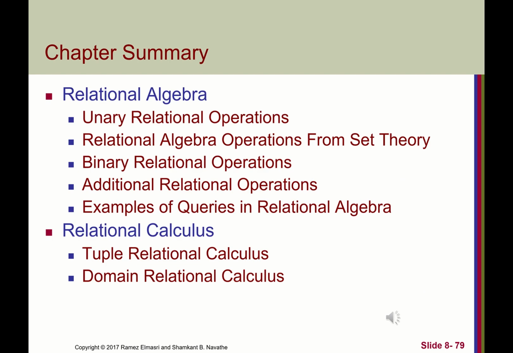In this chapter, two types of relational languages have been covered: relational algebra and relational calculus. In relational algebra we have learned unary relational operations, relational algebra operations from set theory, binary relational operations, and additional relational operations, as well as examples of queries in relational algebra. In relational calculus we have covered tuple relational calculus and domain relational calculus.